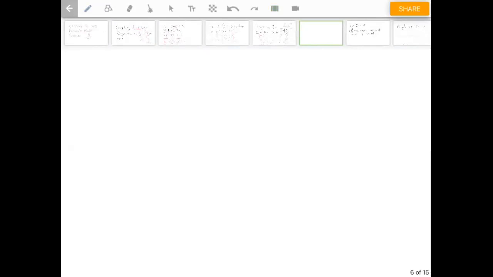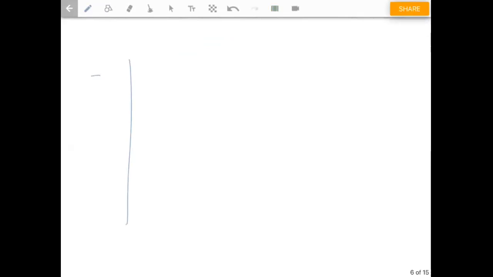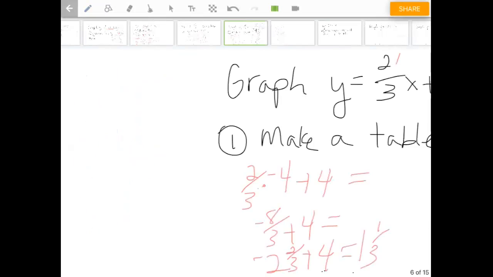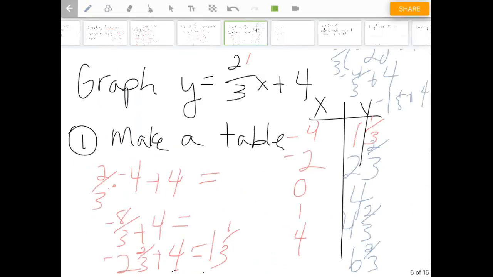All right, so we were going to graph that table. So first thing I'm going to do is, I forgot the x's. We had -4, -2, 0, 1, and 4. So I'm just going back to this table. So -4, so we had 1 1/3, 2 2/3.